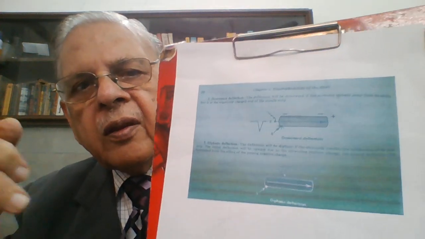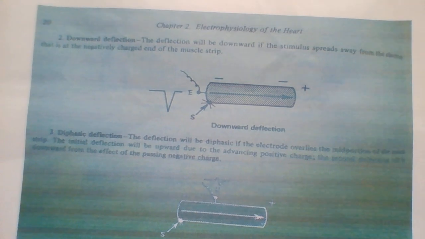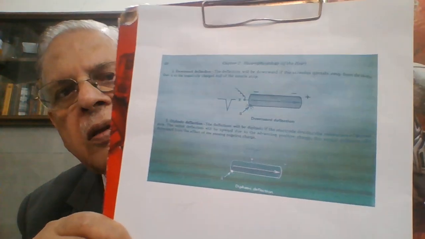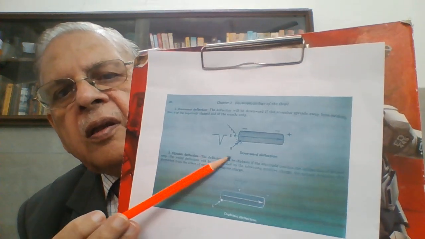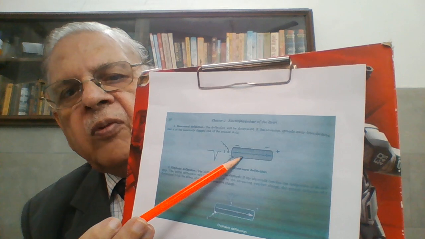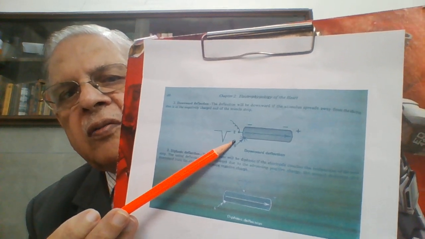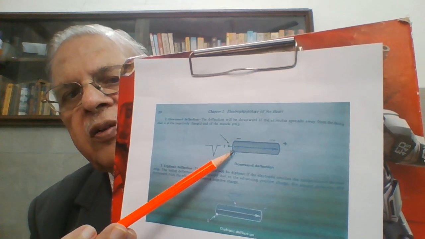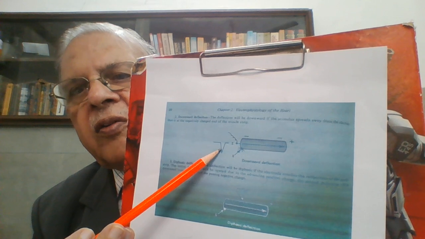See the other diagram. Now in this diagram, what do you see? See very closely. Now you see, you give the current here and you have placed the electrode here. The wave is moving like this. So this wave is going away from the electrode. Therefore, it produces a deflection below the baseline, and that is the negative deflection.